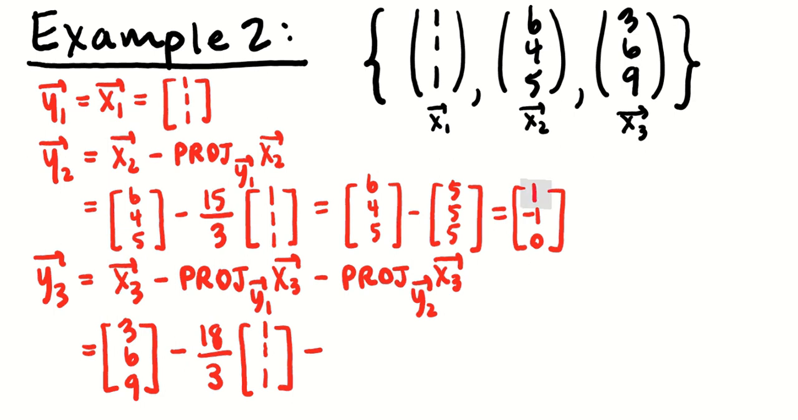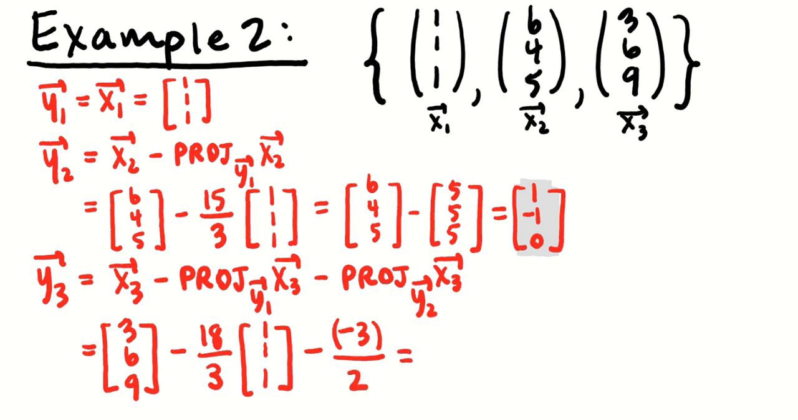Just so you remember, I'm going to highlight y2 in gray right there. So that's what I need to be projecting onto. I'll dot x3 with y2. That'll be 3 times 1 plus 6 times negative 1, which is negative 3, divided by y2 dotted with y2, which is 1 times 1 plus negative 1 times negative 1, which is 2.